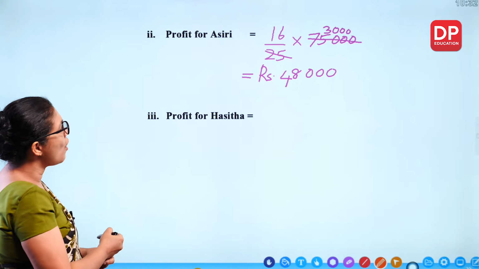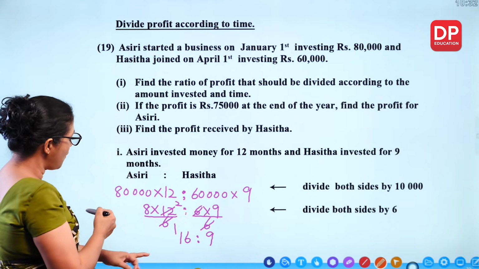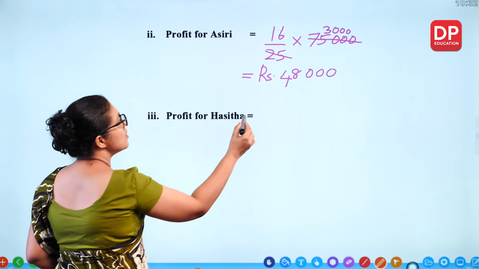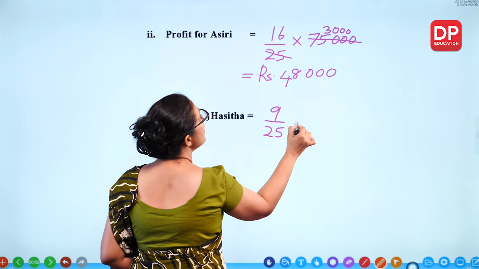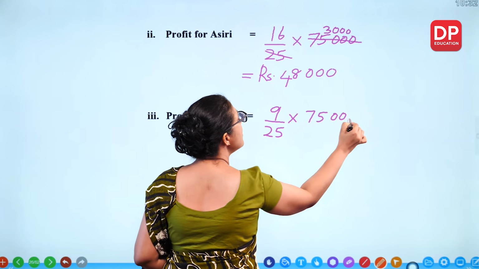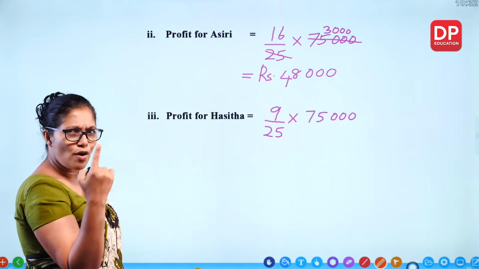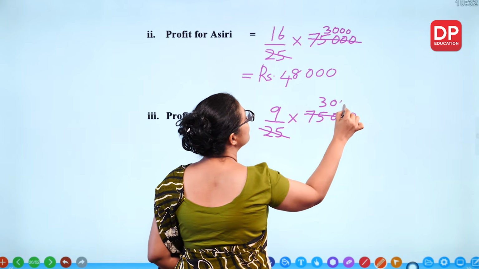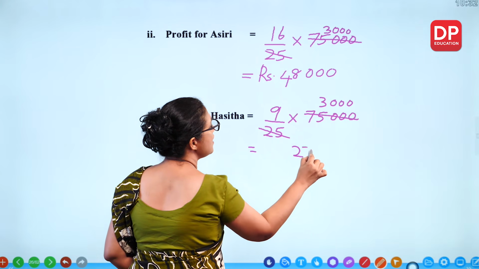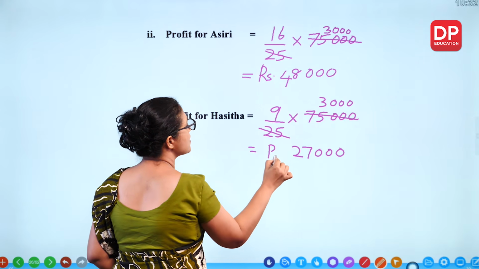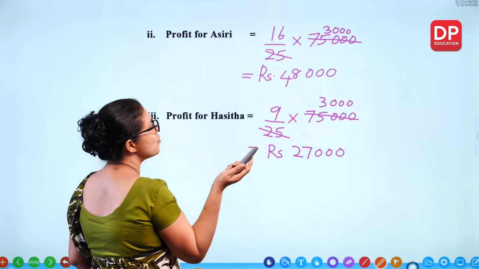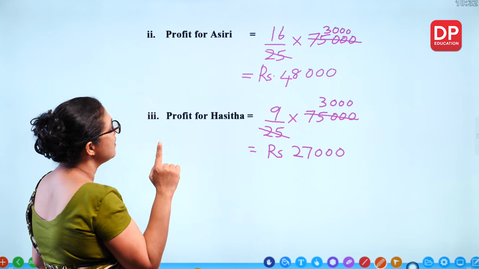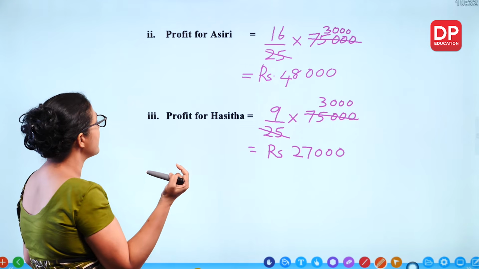How do we find out the profit for Hasita? So what's the fraction? Fraction is 9 over 25. So 9 over 25 into 75,000. Or you can just subtract 48,000 from 75,000. That's also possible. Nine times 3, 27,000 rupees. So when you add these two, you need to get 75,000. Check it. 8 plus 7, 15. And you get 75,000. So that's correct.